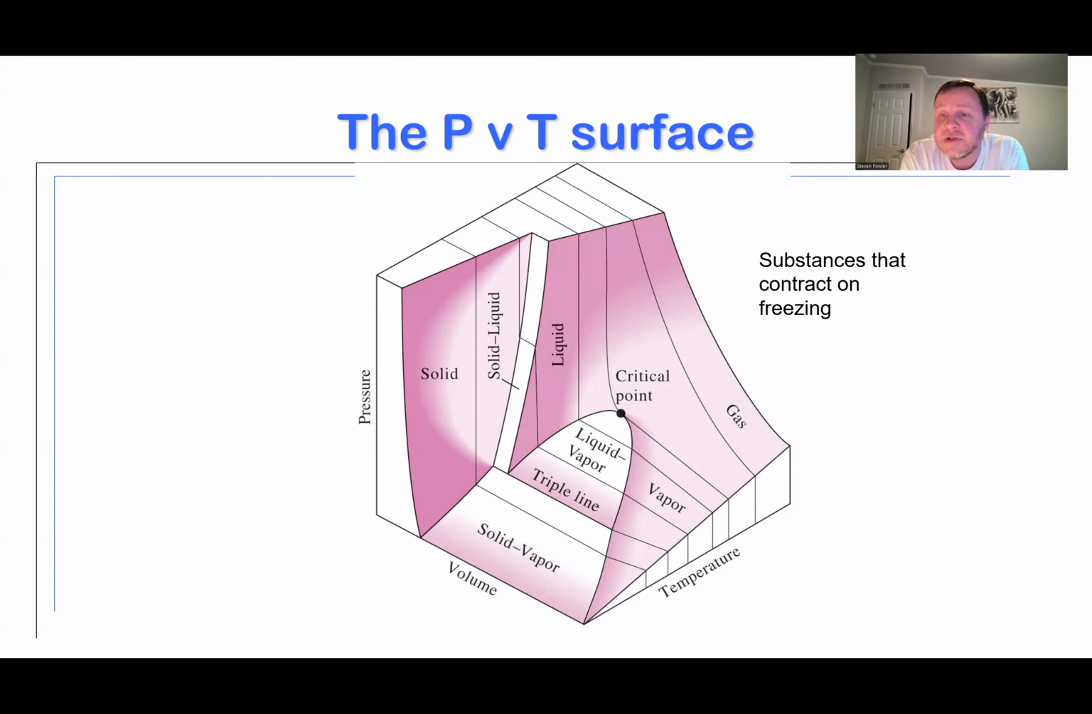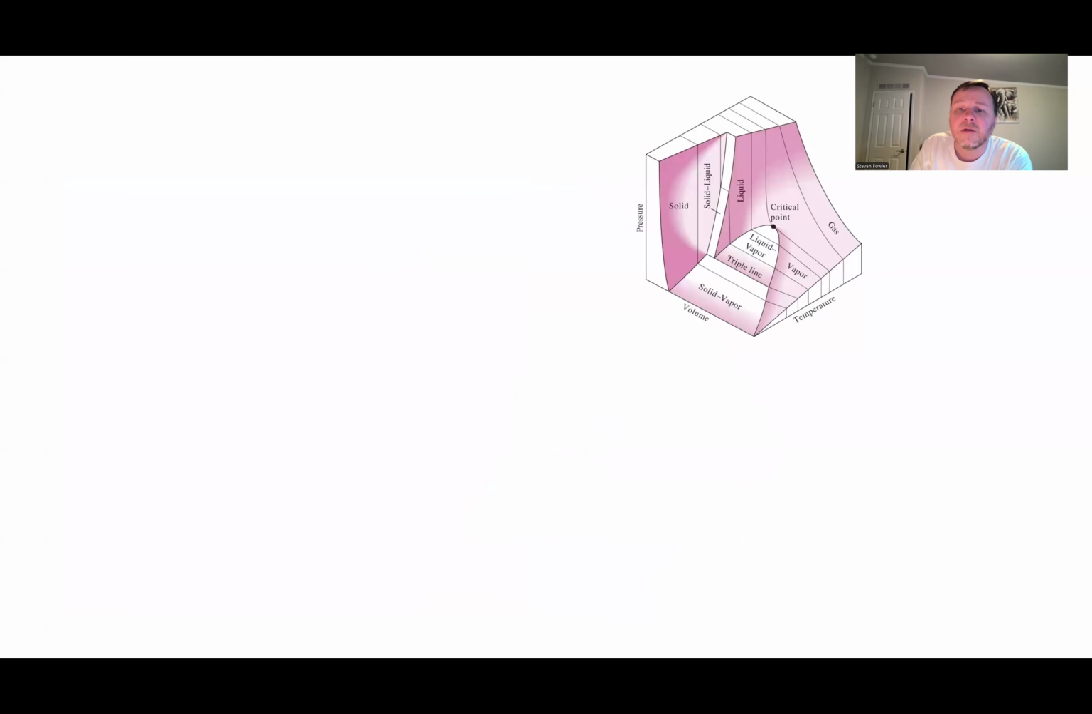This is for substances that contract on freezing. This is most normal substances with the exception of water. So this is what it looks like in 3 dimensions. Now, if I look at the sides of this, it's kind of what I was describing earlier, where a line goes to a point if I look at the edge of it.